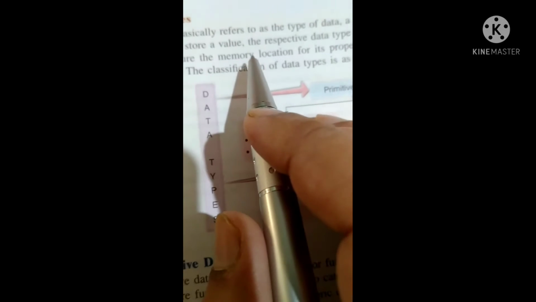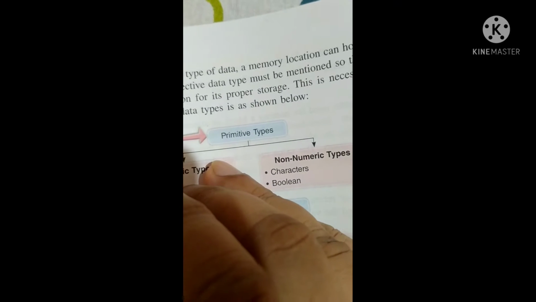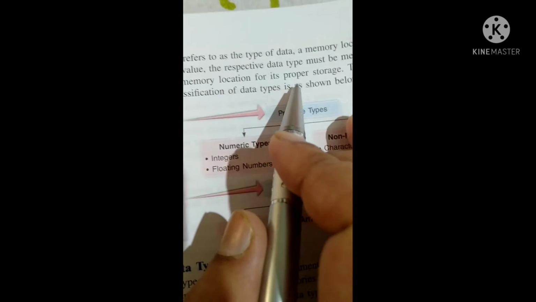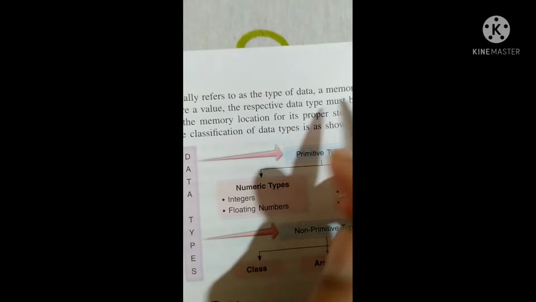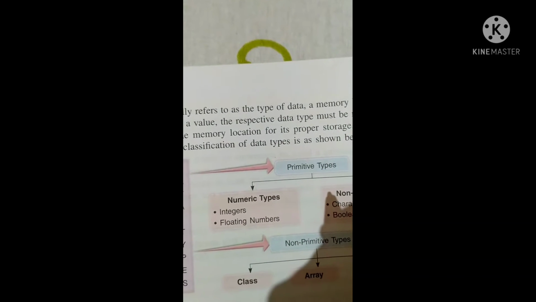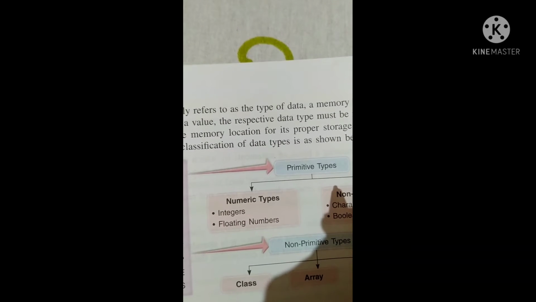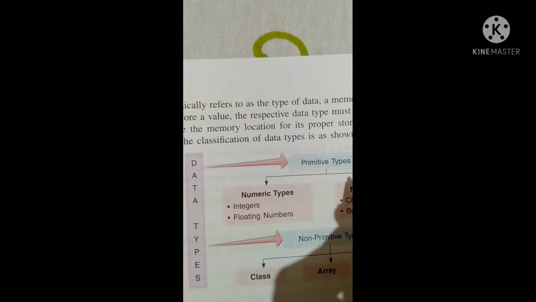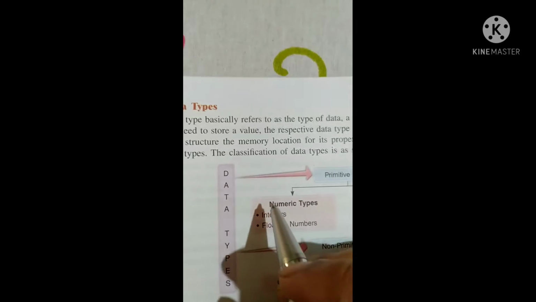When we need to store a variable, the respective data type must be mentioned so that the system may structure the memory location for its proper storage. When we declare a variable, its data type should be appropriately given, so that memory can store the data in the proper location. For that only we give data type.